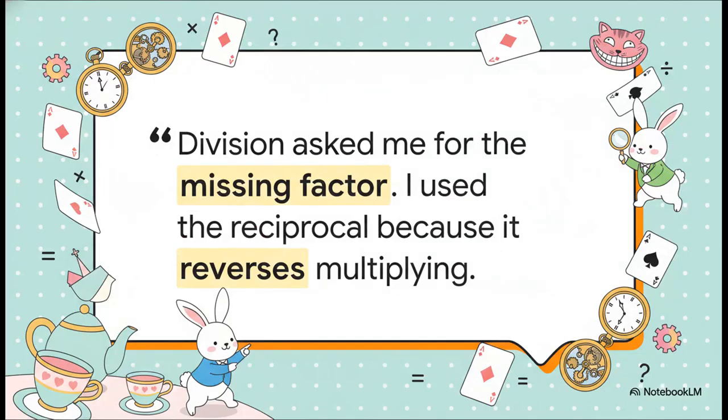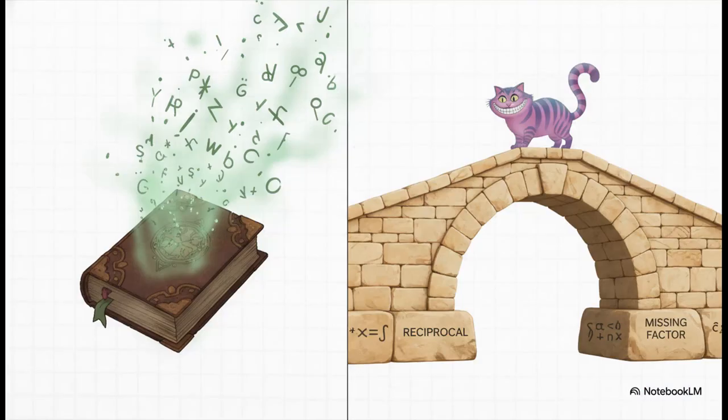This is the huge mental shift. Instead of your brain saying, okay, I flip because that's the rule, now it can say this. You're not just blindly following a procedure anymore. You are strategically picking a tool, the reciprocal, to reverse an operation and find what's missing. That feels totally different, right? It's powerful. And that really is the biggest idea of all.